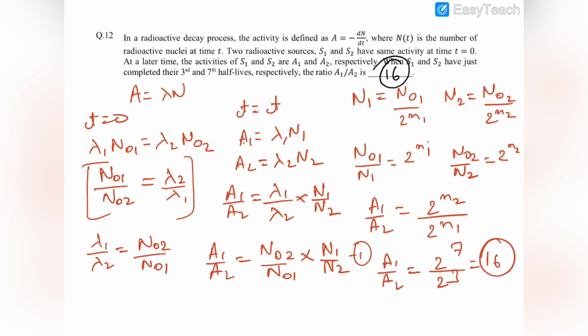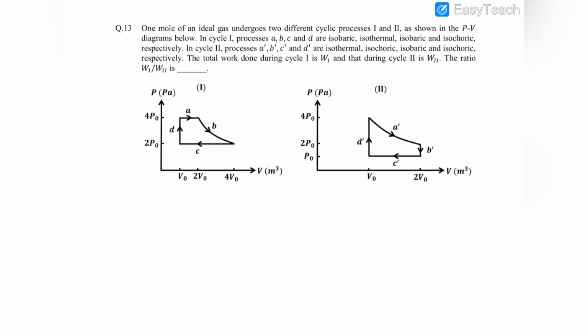Now we move on to the next question. In this question, you can see that 1 mole of an ideal gas undergoes 2 different cyclic processes. This is 1 and this is 2. The PV graph is shown. Now it is given that these processes are isobaric, and this is isothermal, this is isobaric again, and this is isochoric. So we have to find out the ratio of work done in these two processes.